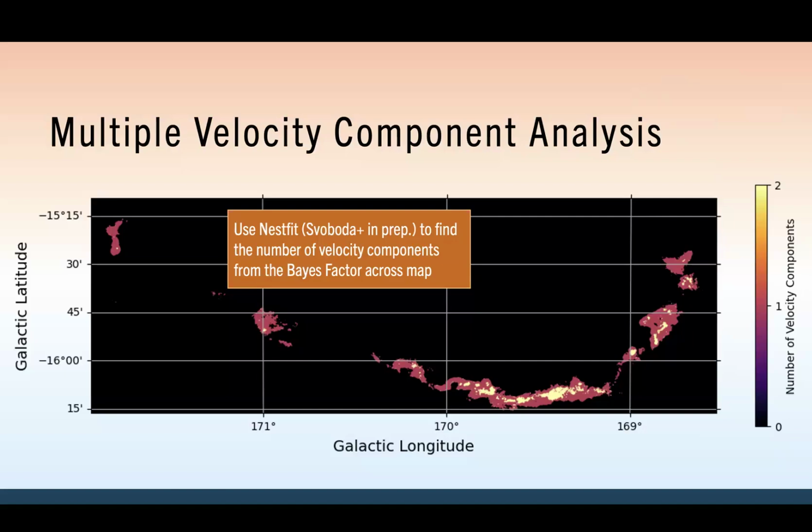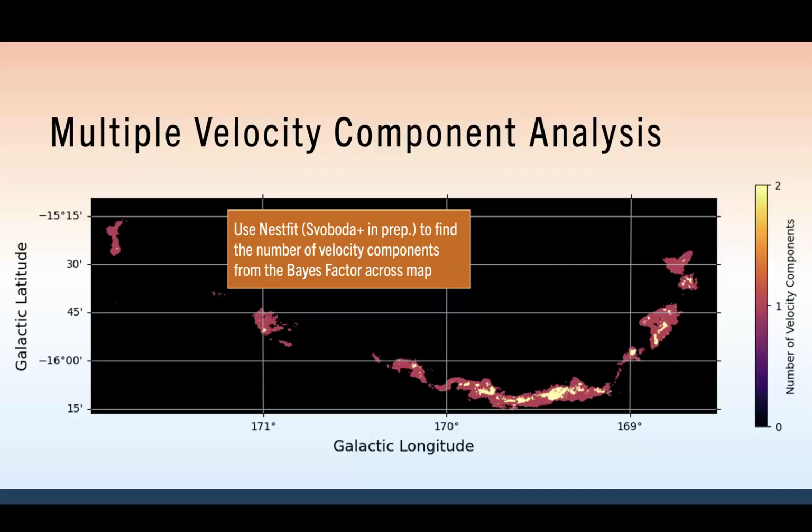When I first started this project about 1.5 years ago, I started by working with Nested, which was developed by another one of Yancey's former grad students, Brian Svoboda at NRAO. Nested uses a combination of Bayesian and MCMC routines to first identify the number of velocity components at each pixel throughout this entire map. I show the locations where the Bayes factor indicates that there should be 2 velocity components in yellow, and then 1 velocity component is shown in red.